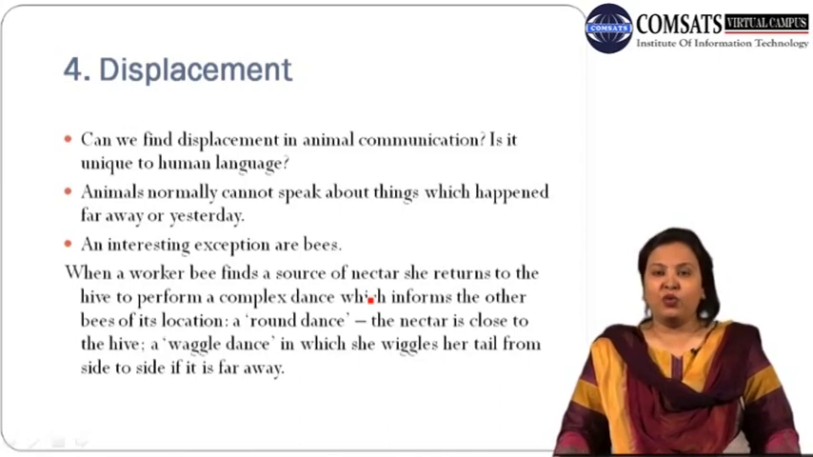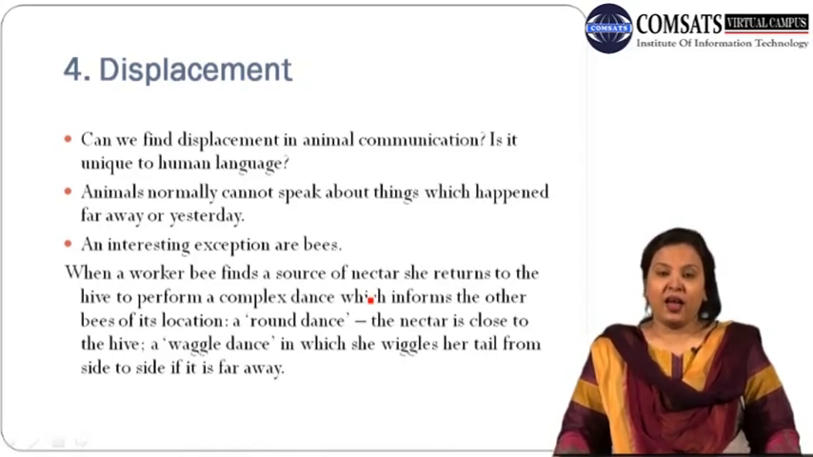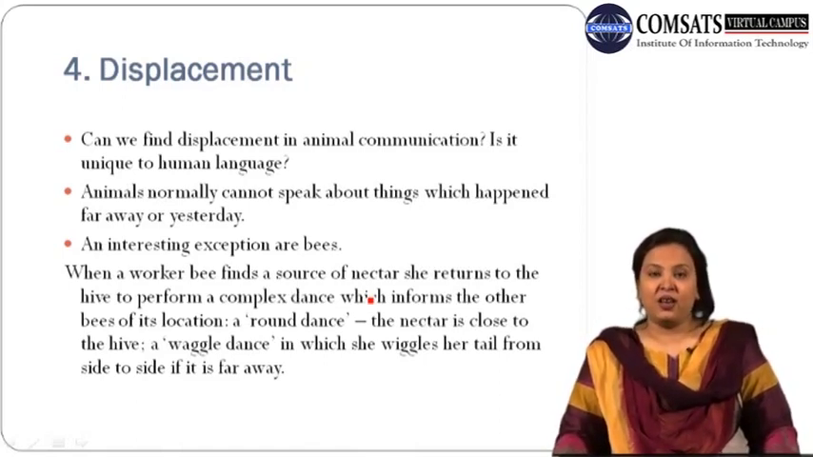You have maybe heard about the bees, that they have different kinds of dances to mean different things. Actually, when these bees work in groups, they have certain signals to communicate with each other. And the nature of their signals is the dance. They make certain movements to convey different kinds of messages. For example, if they want to inform their partner bees about the location of a hive, then they would have a round dance. And if they would say that nectar is close to the hive, they would be having a waggle dance. So in the waggle dance, she wiggles her tail from side to side.